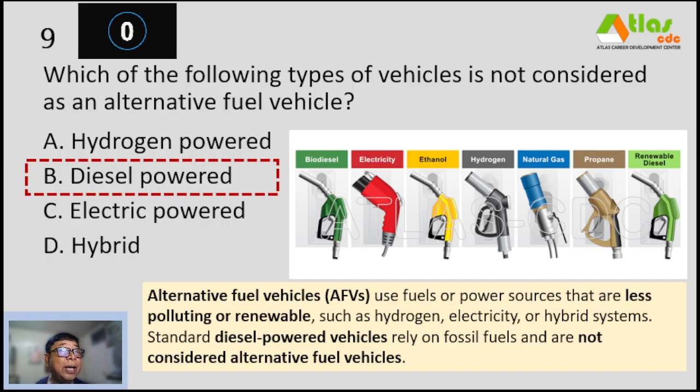So ito yung mga examples ng mga AFVs, no? Biodiesel, electricity, ethanol, hydrogen, natural gas, propane, and renewable diesel. This is different from the standard diesel.